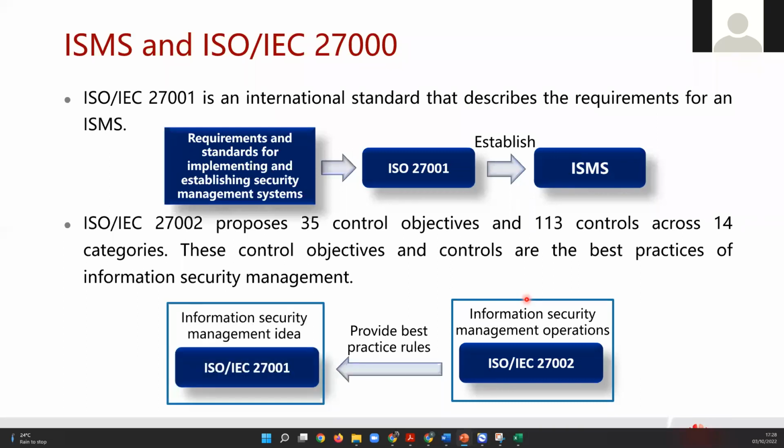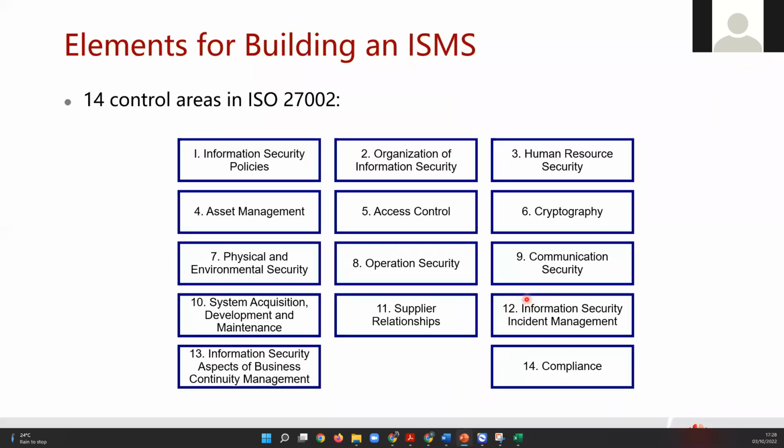After establishing, you realize that you have the operations taking place. 27002 provides the best practice rules to 27001, which is the requirement. So the idea starts with 27001, then you can have the operations and also some of the best practices coming from 27002. So these are some of the control areas.